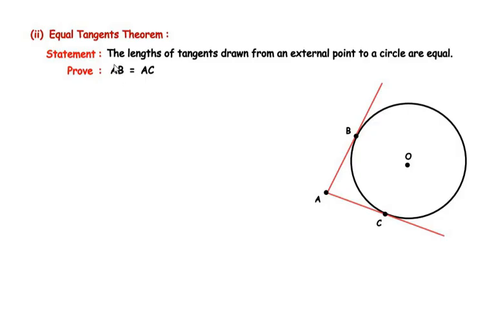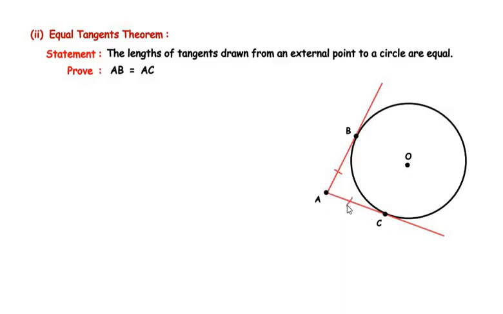So the second theorem is equal tangents theorem, or we also call it two tangents theorem, and it states that the lengths of the tangents drawn from an external point to a circle are equal. So we have drawn a circle over here with center O and A is an external point, that is it is outside the circle, through which we have drawn two tangents, that is AB and AC, in such a way that the tangents will touch the circle at points B and C. Now according to the theorem, we need to prove that the length of AB, that is this tangent, will be equal to the length of the tangent AC.